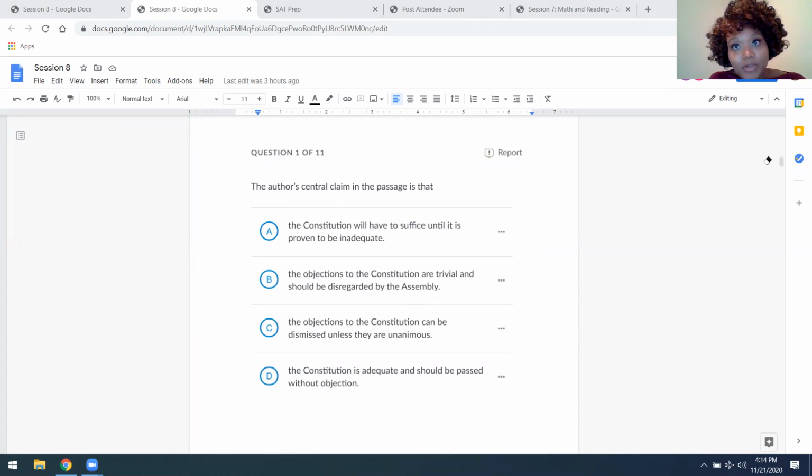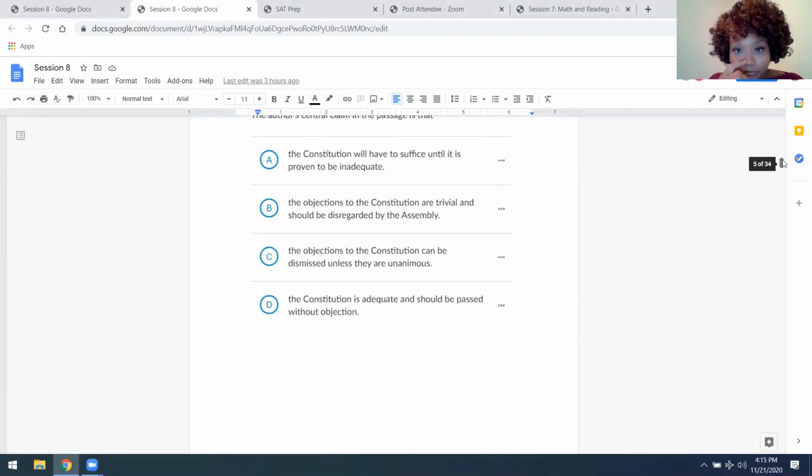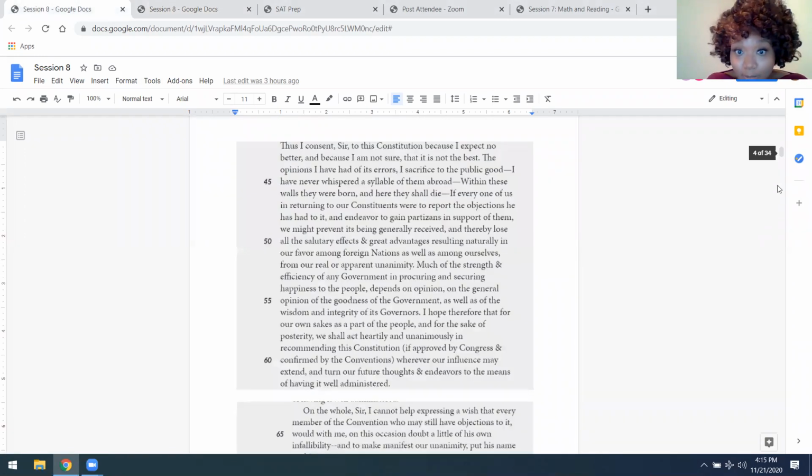Now, we have an example of this, oops, sorry, I'm trying to go to the next page. We have an example of it being D because, okay, the Constitution is adequate and should be passed without objection. So let's go to the passage. We just underlined one where it was backing up that claim.